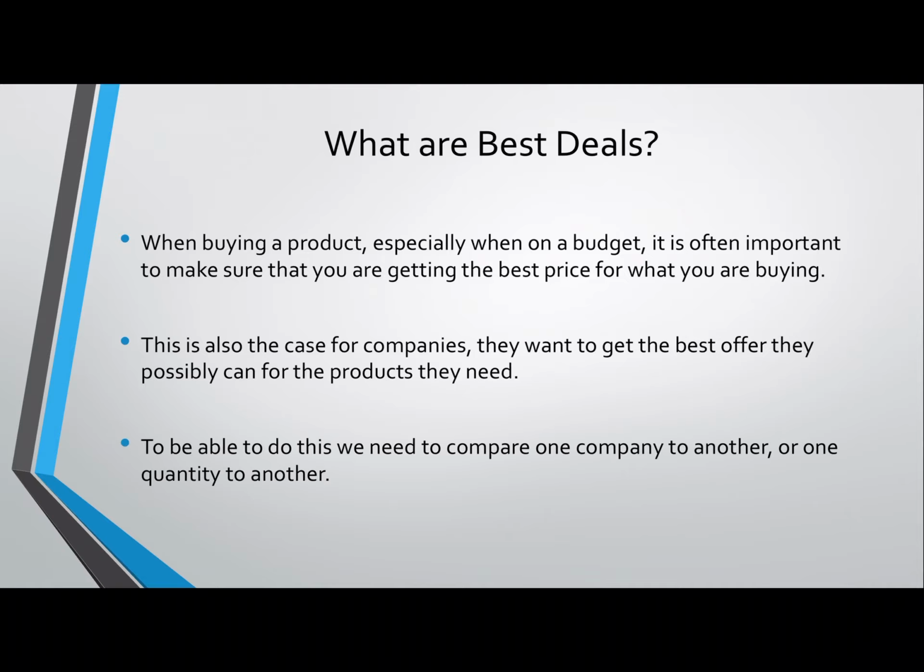And to do this, we need to either compare one company to another, if we're looking at, say, Asda sell it for one price and Tesco sell it for another, or we might be looking to compare one quantity to another. So it might be that one shop sells it in 1 kilogram and another shop sells it in 700 kilograms. So you want to see which is cheaper, either per product or per weight.